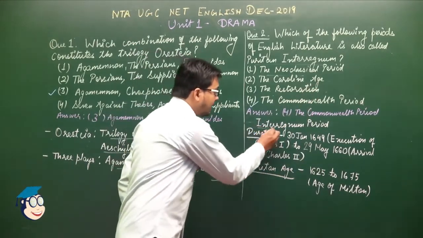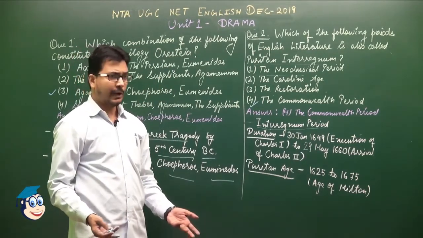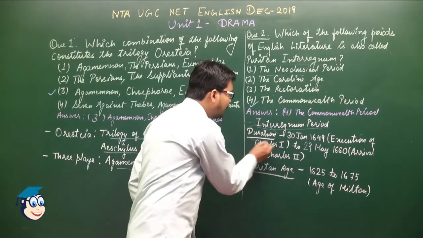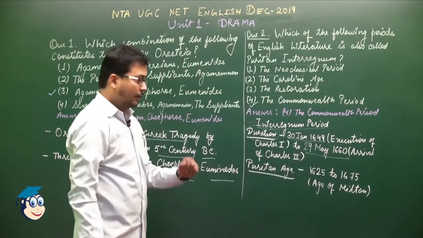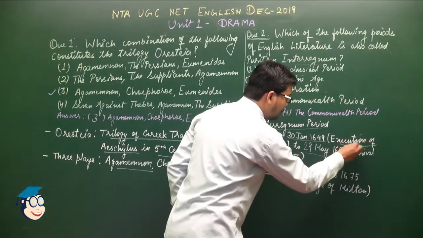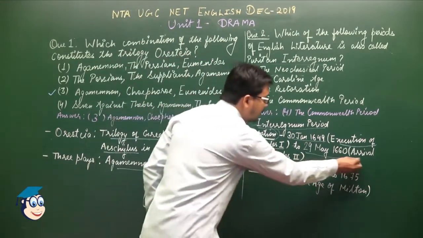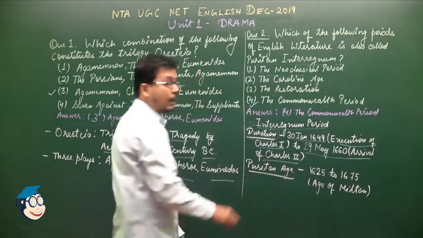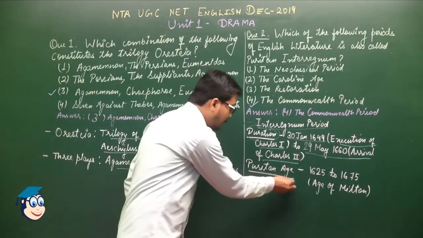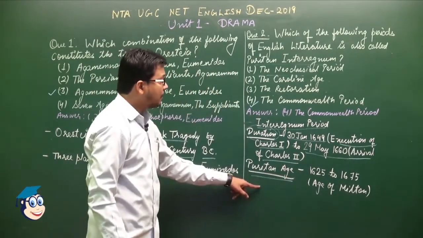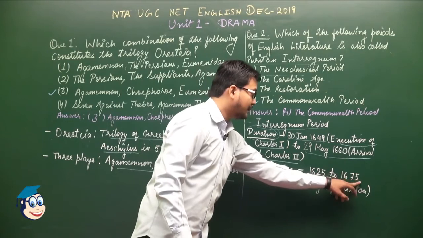The reason for that, in fact, is that the Interregnum period in England and Ireland chiefly lasted from 30 January 1649 to 29 May 1660. It was the time beginning from the execution of Charles I, and the rule of Oliver Cromwell, until the arrival of Charles II after the end of the rule of Oliver Cromwell and his son Richard. The Puritan age is also a part of the Interregnum. In fact, it started earlier, in 1625, and lasted till 1675.